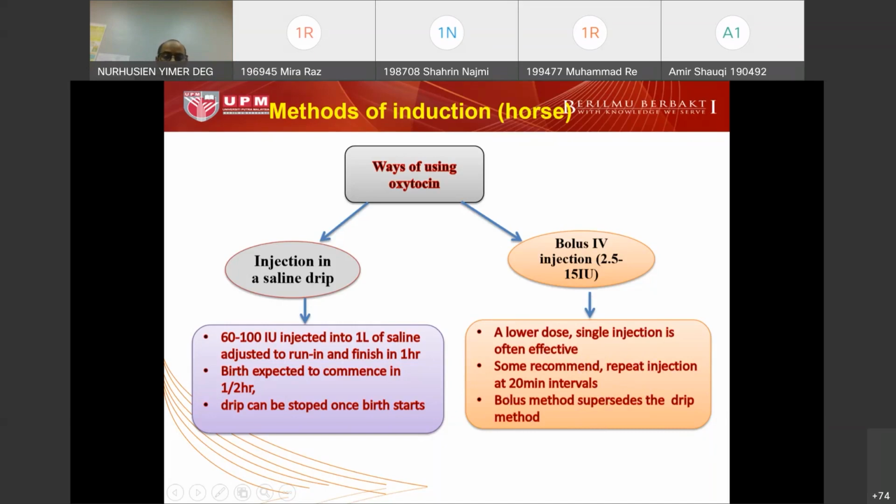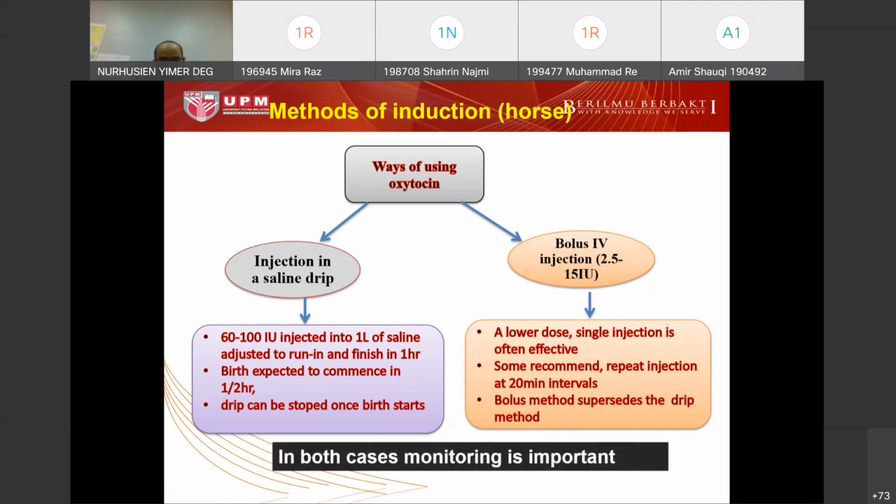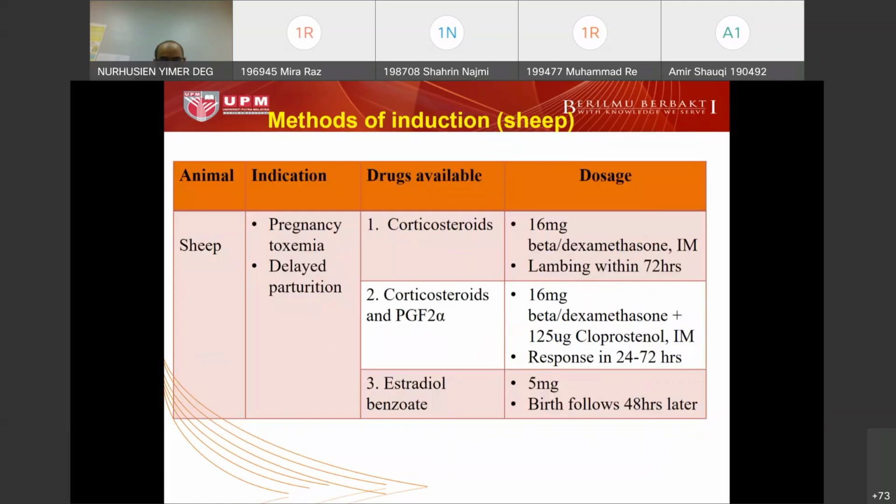When you compare the two methods, the IV drip and the bolus IV, the bolus IV tends to produce a much faster effect in inducing parturition in the mares. Generally speaking, this is not only for the mares but for other animals: after induction, you have to observe the animals for any possibility of requiring assistance during delivery.